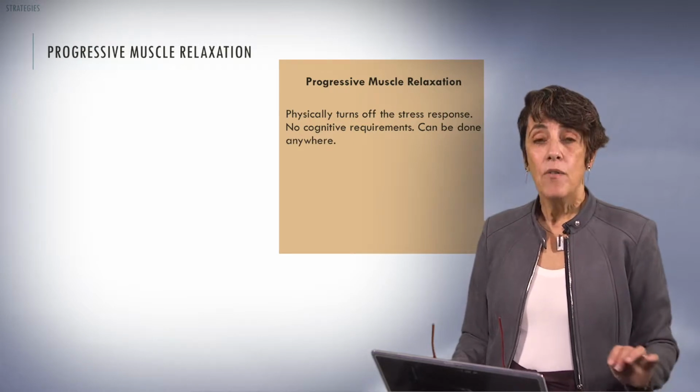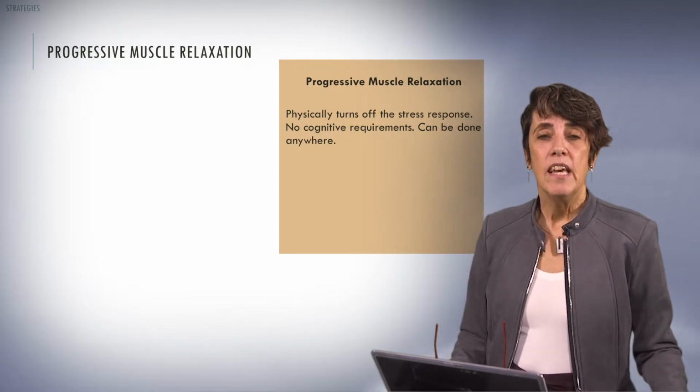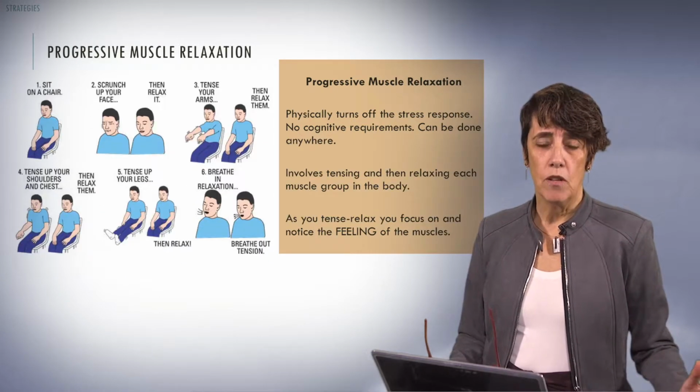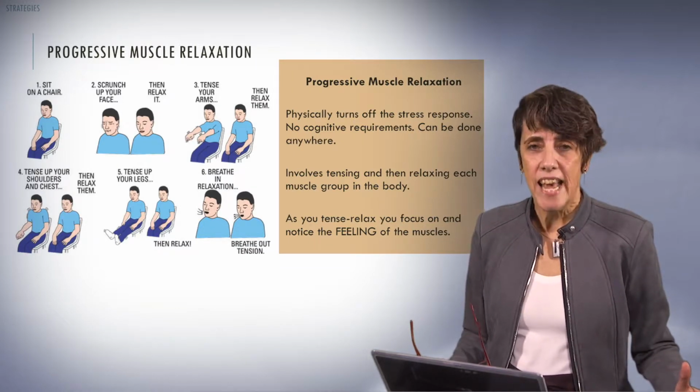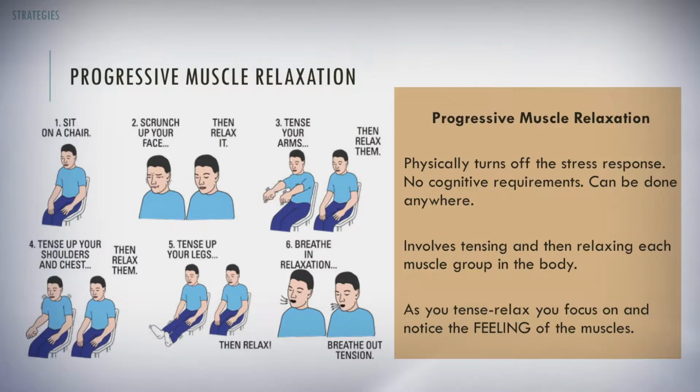Now, the example I'm going to give you is going to show a visual of how you can do it. But in fact, you can do this anywhere. It basically involves tensing and then relaxing each muscle group in the body, while as you tense and relax, noticing the feeling in your muscles.